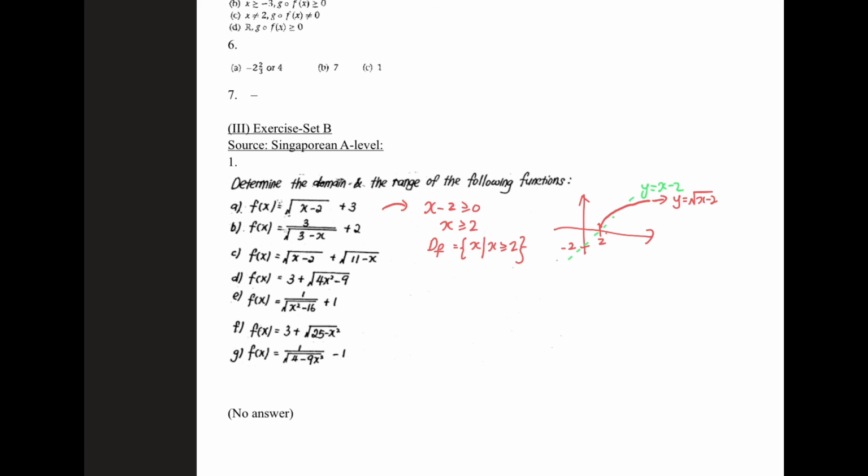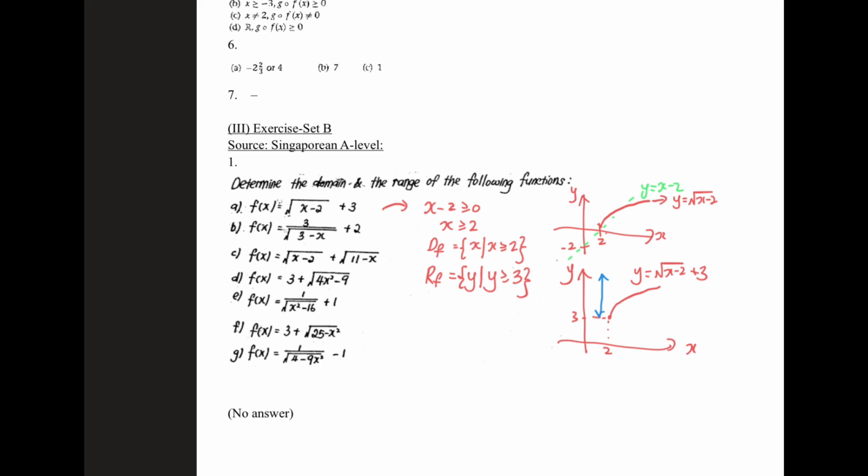Now we have to use transformation. We have to use transformation if we have plus 3 at the end of the function. The whole graph will move up by 3 units. So now the graph starts from here and goes all the way up. So this graph is y equal to square root of x minus 2 plus 3. So we look for the range, right? It starts from here and goes all the way up. So because of that, the range of f is y such that y more than or equal to 3.